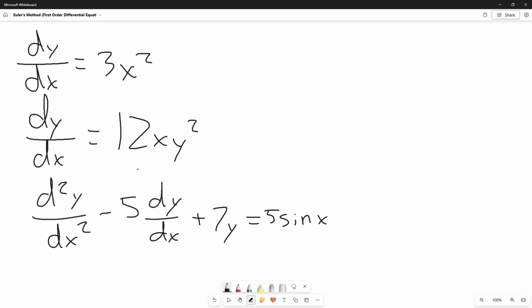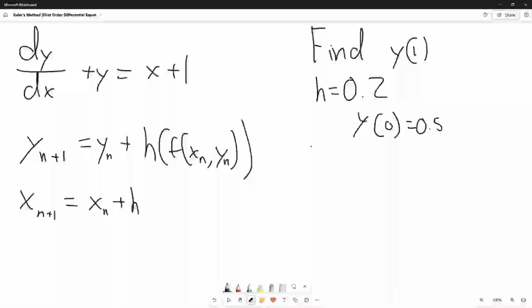And some more terminology is that Euler's method only really works with first order differential equations, which are differential equations that just have dy over dx or f prime of x, or just one derivative. And this is an example of something that's not first order, that has the second derivative of y. And Euler's method only works with first order differential equations.